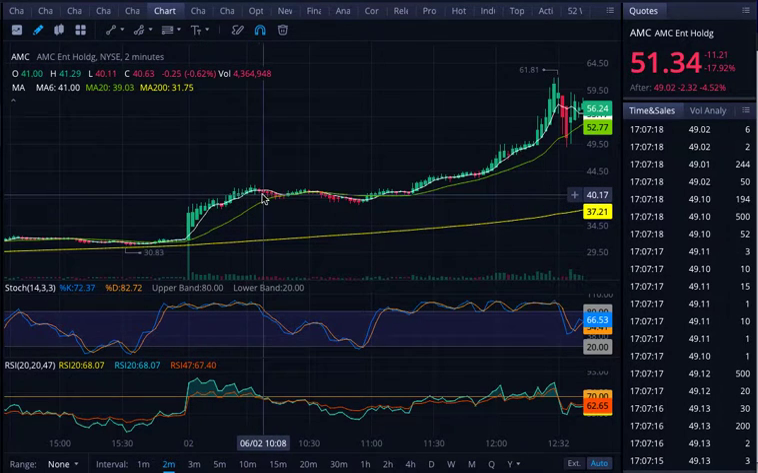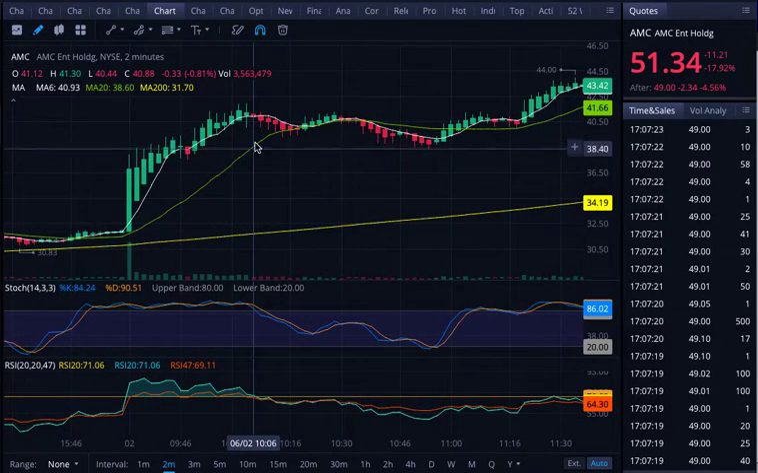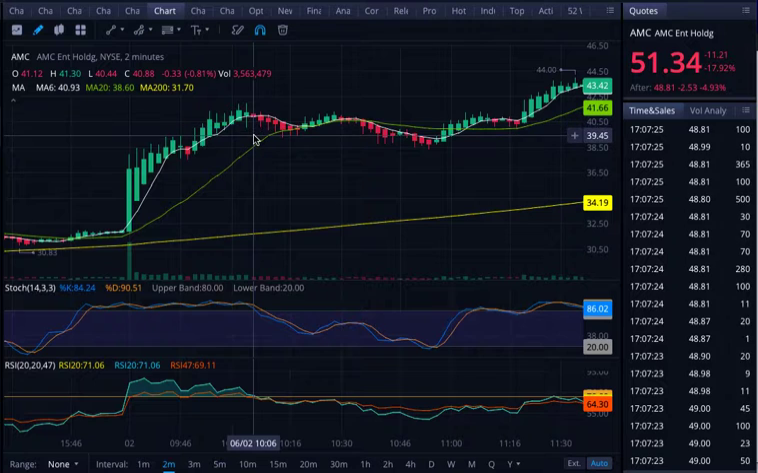As you see the first red candle, you want to get out. You see that? You want to get out right there on this candle, or the second one.